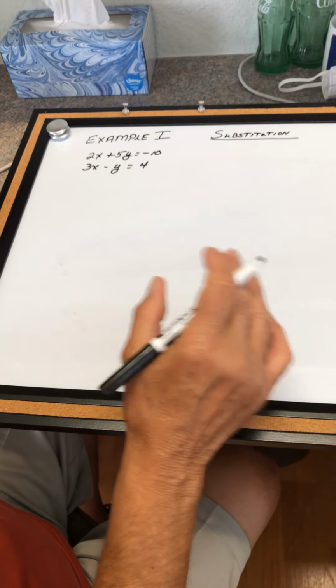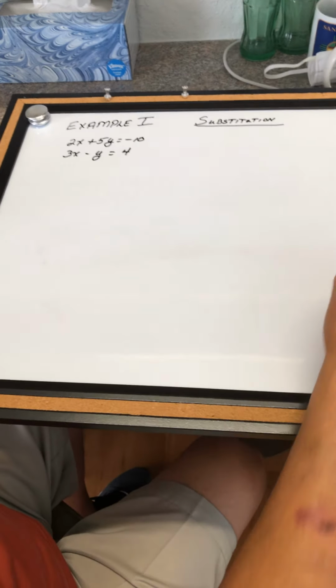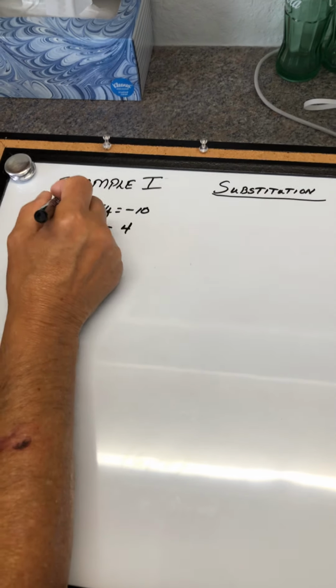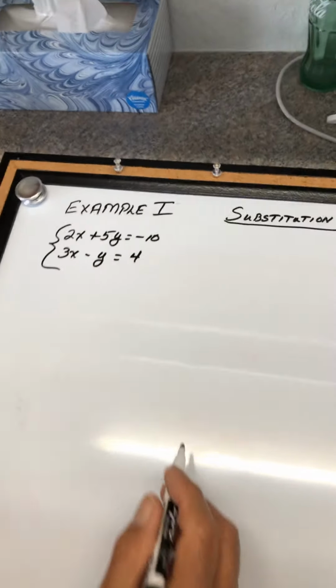Okay, this is substitution. Example 1. You have this, all right? Solve for one of the variables in terms of the other one. Now I look at these two. This is a system of equations.